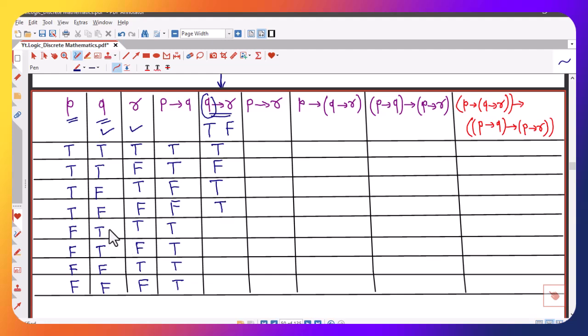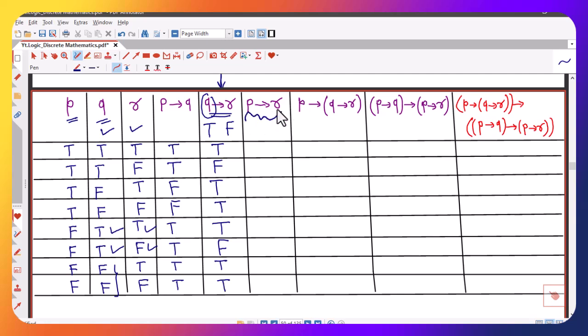Then Q is true and R is also true, therefore this is true. Here Q is true and R is false, therefore we have false. Q implies R is false if Q is true and R is false. And here Q is false, so don't worry about R, we can directly write truth value T.